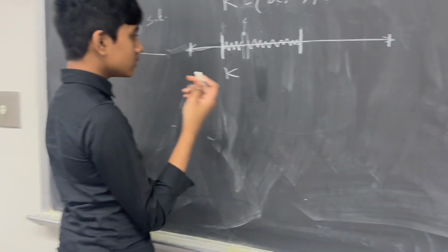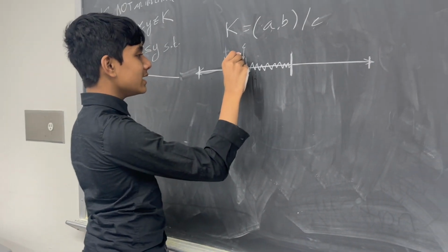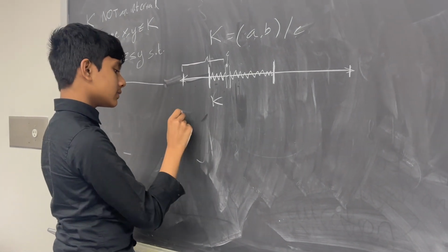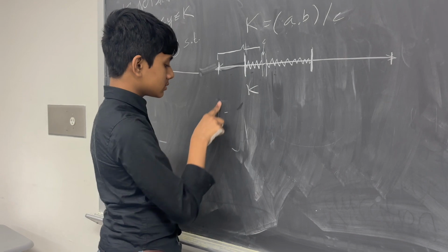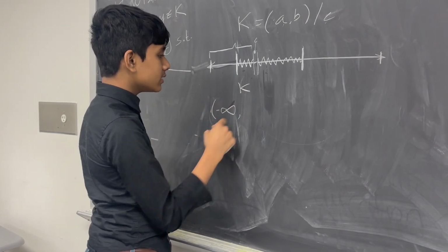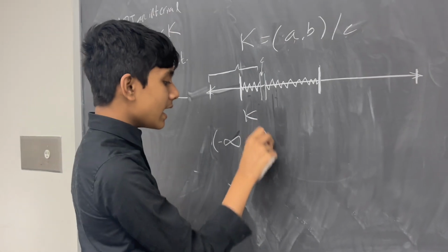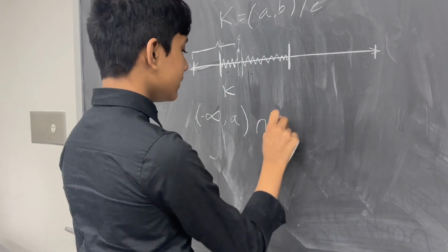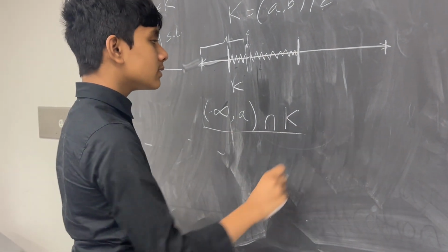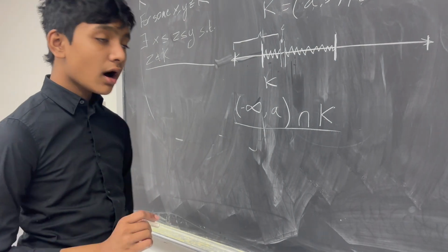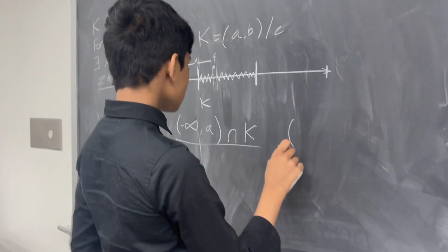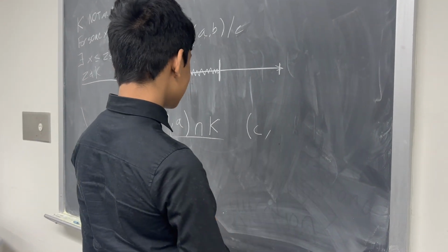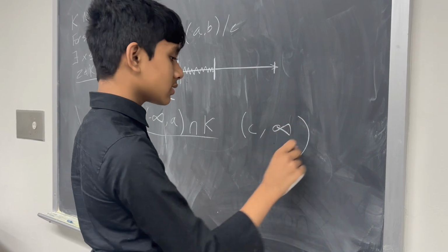So, let's say we have set A, which is described by negative infinity to A, and it has to be open, remember, intersect K, that's one of our sets. And the other open set is going to be C to positive infinity. Well, it's open, so that still is legal.